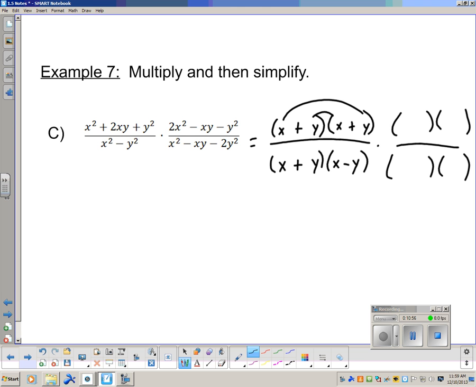Down here in my denominator has to be an x and an x. What multiplies to give me a negative 2 and adds to give me a negative 1, it would be a minus 2 and a plus 1y. So negative 2xy plus an xy there gives me a minus 1xy.